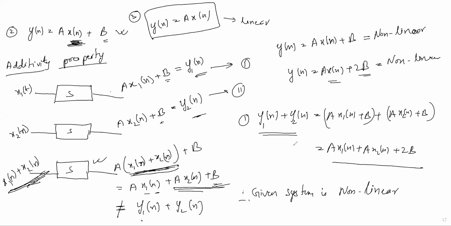I think it's clear. Then let me solve the third problem, then your concept will be more clear. y of t equal to d by dt x of t. What type of system is this one? y of t equal to ∂ by ∂t x of t.